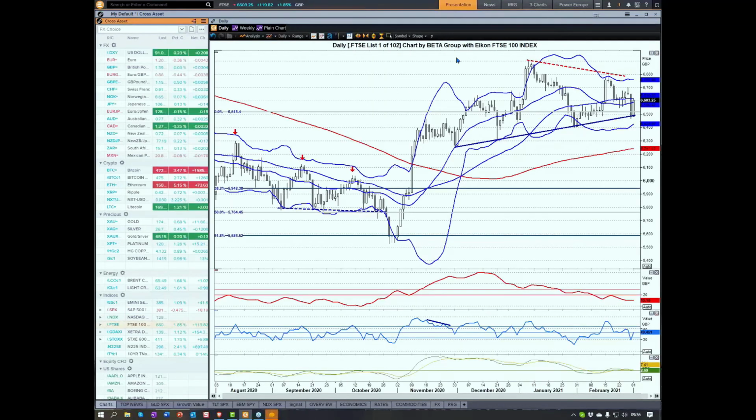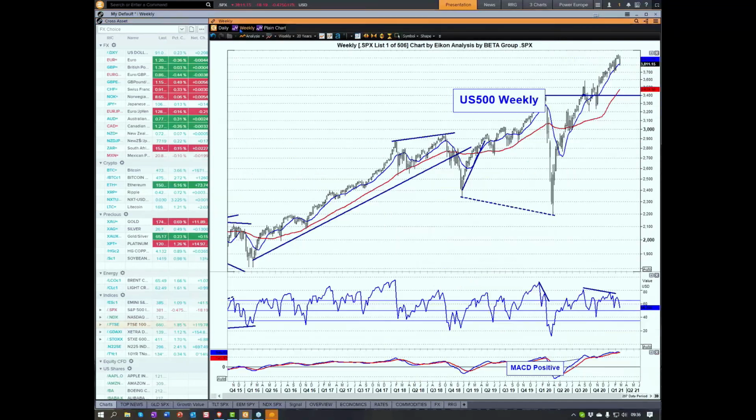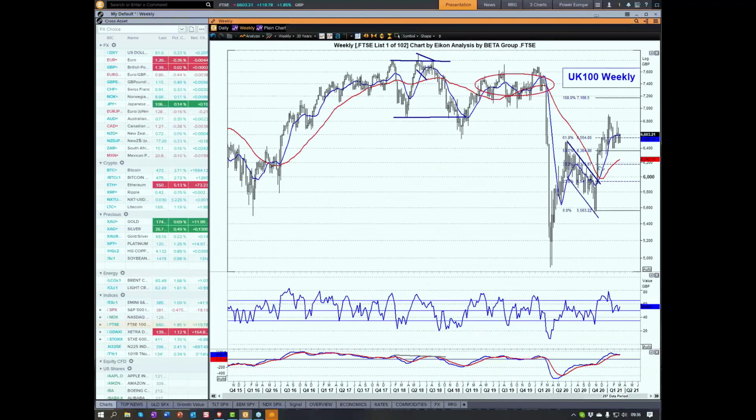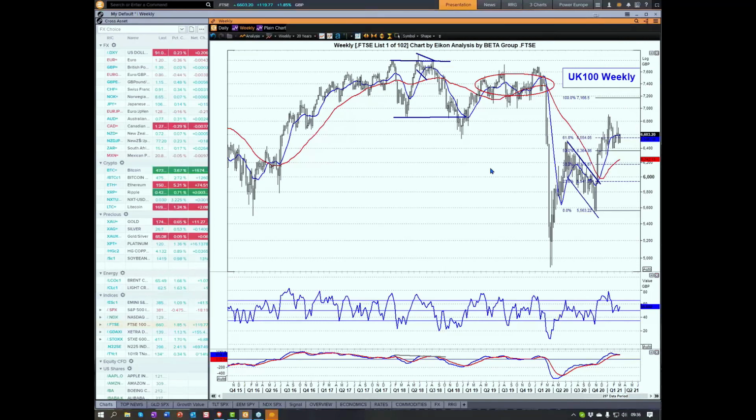UK 100, weekly chart here. I had high expectations when we made this break. I can't hide it, that we were going to go back up to this cigar here at 7,100 and find it really relatively easy to do so because the drop was so fast. Well, that didn't happen. It aborted, came back to the breakout point here, and it's now consolidating above that.